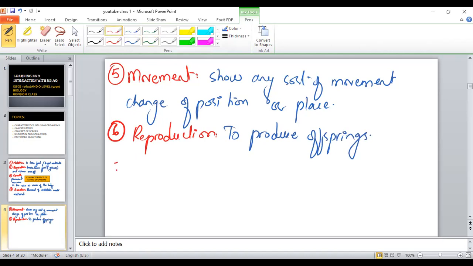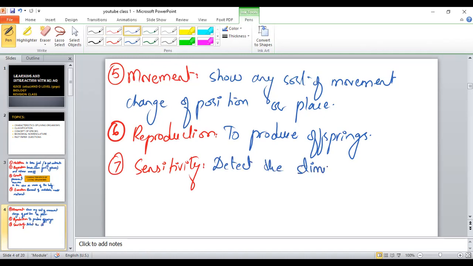Then in the last we have sensitivity. What is sensitivity? Detect the stimulus. What is a stimulus? Any change, any factor that provokes you to produce some response is called a stimulus. Like if someone is calling your name, this is your stimulus, and you will show some response. If something hot falls on your hand, you will move your hand away. The hot object is the stimulus, and you are showing some response.